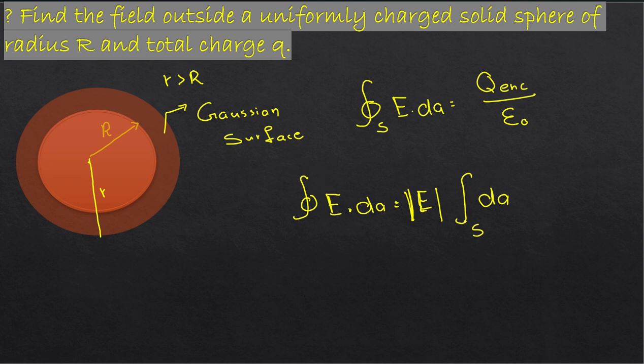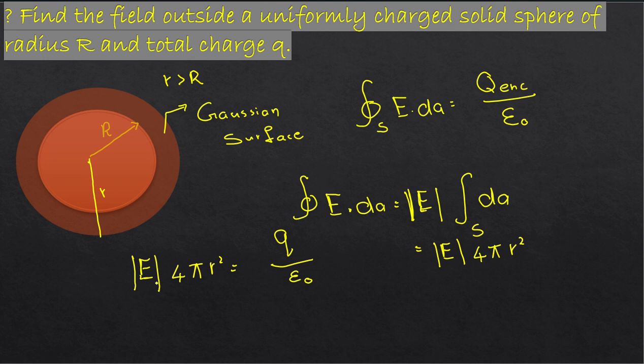The integral of dA over the surface gives the total surface area of the sphere, so we get E into 4 pi r squared, which is the surface area of the sphere. We can substitute this into the equation, and we get the integral of E dot dA equal to E into 4 pi r squared, which is equal to Q enclosed, the charge of the sphere, divided by epsilon zero.